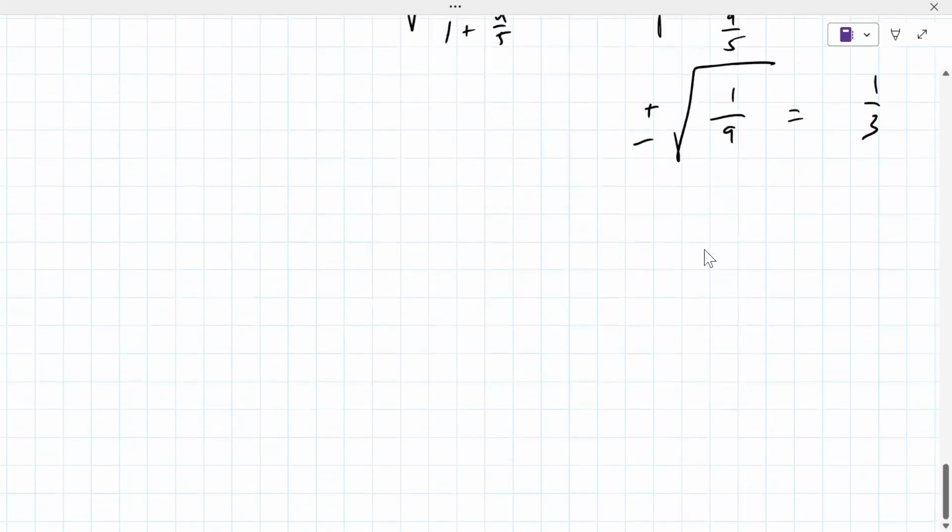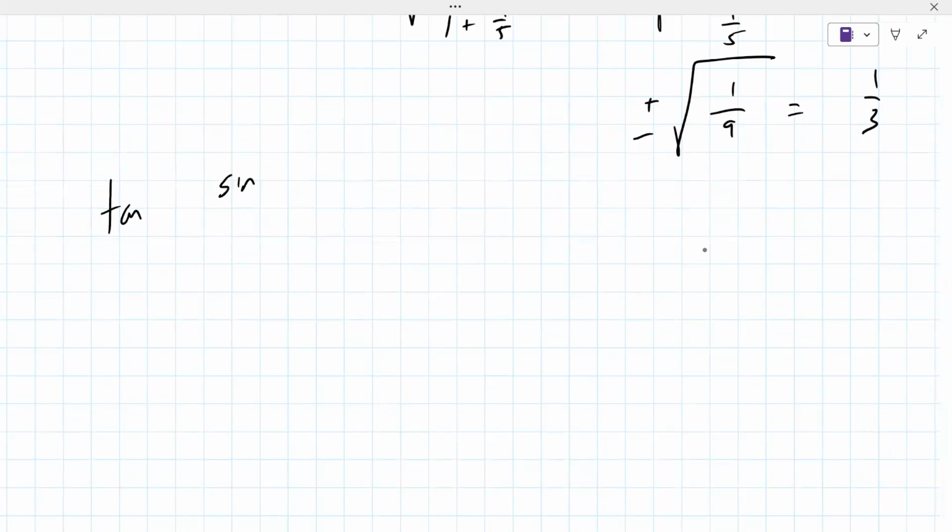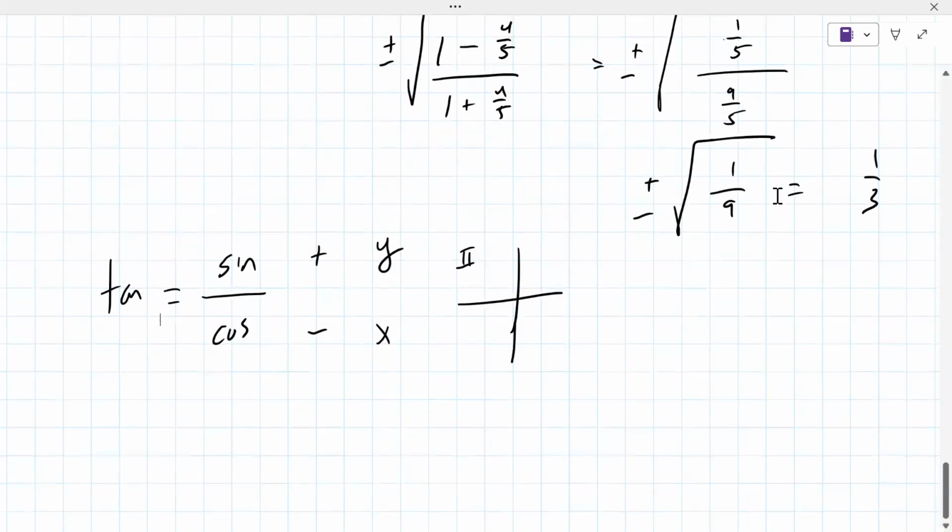Tangent is sine over cosine. I mean, it's always sine over cosine. In the second quadrant, the sine is positive, but the cosine is negative because it's the x. So it'd be -1/3. And like in my classroom, the sign would be 50% of the answer, because it is that important.